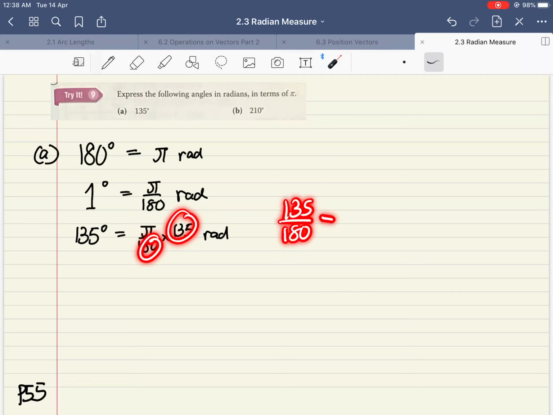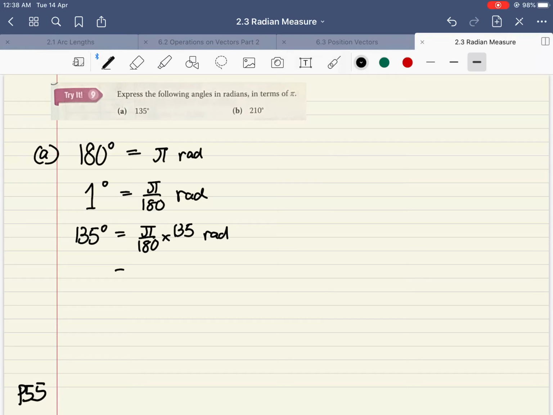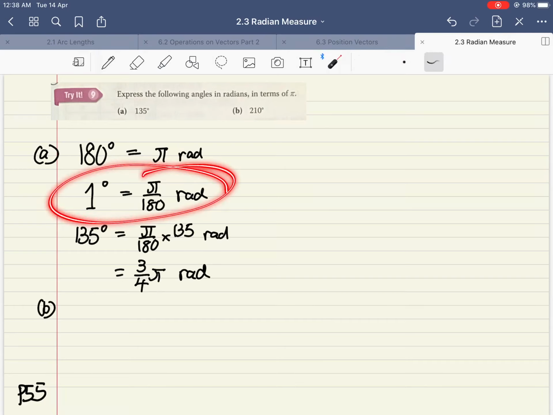So what you can do here is just key into your calculator: what is 135 divided by 180? You'll find that you get 3/4. So I can say that 135 degrees equals 3/4. Don't forget the pi is still there. So it's 3/4 pi radians.